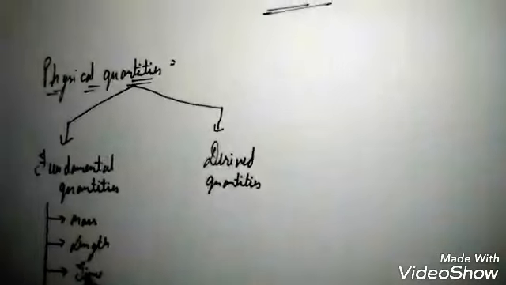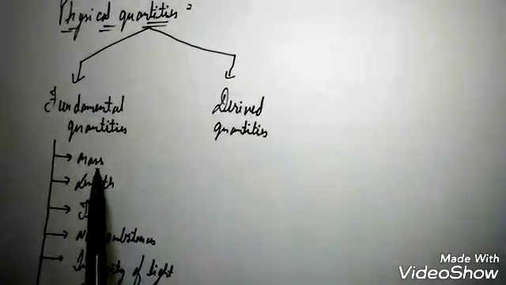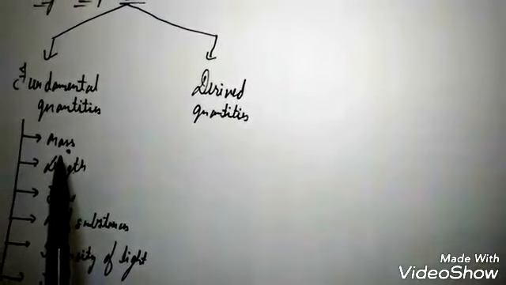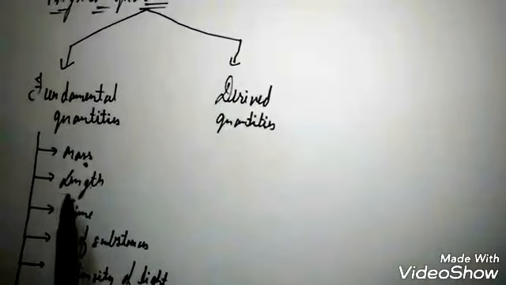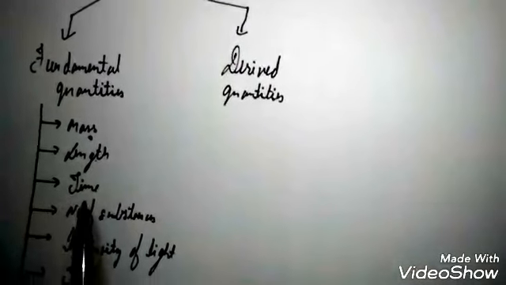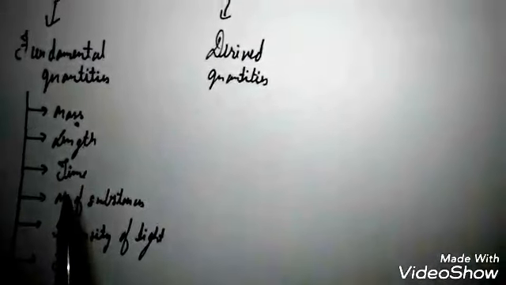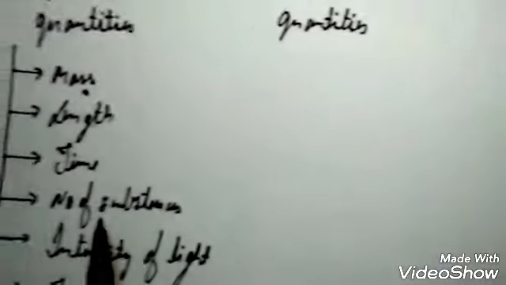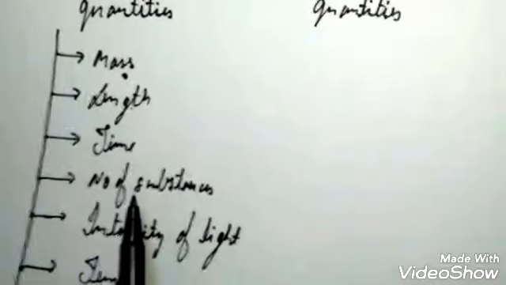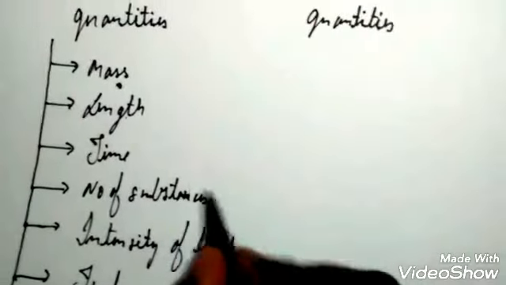These 7 quantities: mass, which is measured in kilogram, SI unit is kilogram, other units are also available. Second one is length, which is measured in meters. Third one is time, which is measured in seconds. Fourth one is number of substances. In physics, number of substances has an SI unit known as mole. Its SI unit is mole.